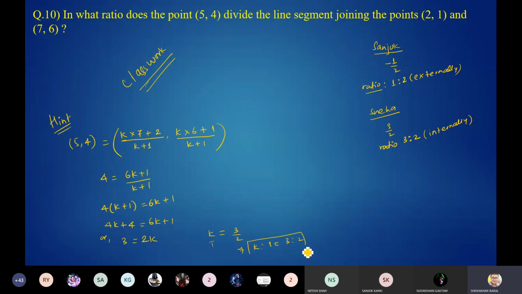Sanjog, have you corrected it or not? What is the mistake? Have you found it? Yes, sir. Okay, so let's go to the next question. Though you can compare any component, x component or y component, you can compare any component to find the ratio. Okay, please write the topic, points of trisection.